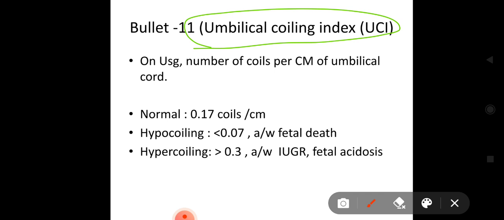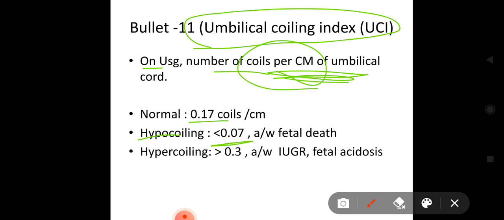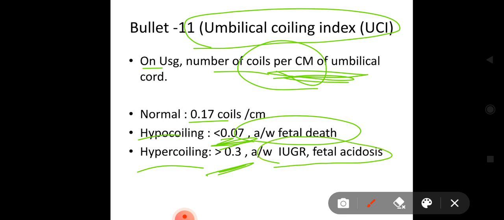So umbilical coiling index on USG is the number of coils per centimeter of umbilical cord. Okay, number of coils per centimeter. Normal is 0.17 coil per centimeter. Hypocoiling if it's less than 0.07, and hypocoiling is associated with fetal death. Hypercoiling is more than 0.3 coils per centimeter. This is less than 0.07, this is more than 0.3, so it is associated with IUGR or fetal acidosis. Hypercoiling.